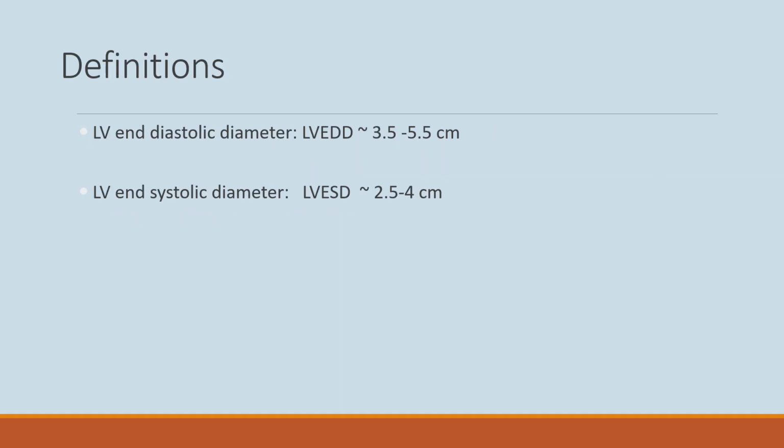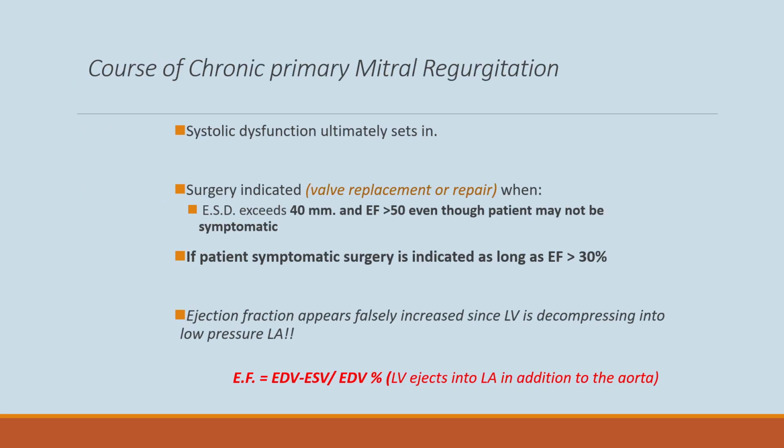I'll explain why I'm using these terms. Just for you to know, for the end diastolic diameter of the left ventricle, the normal is between 3.5 and 5.5. End systolic, the normal is up to 4. In aortic regurgitation, you can wait until it becomes 5. But in mitral regurgitation, when it reaches 4, you should act.